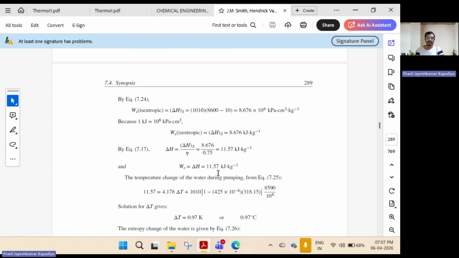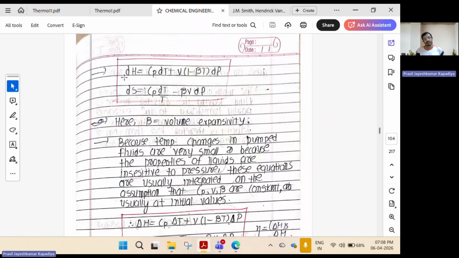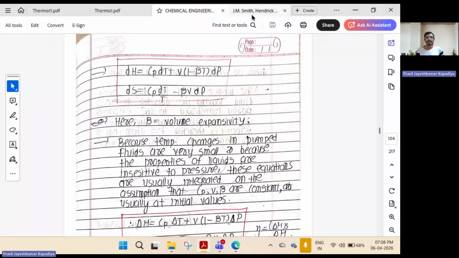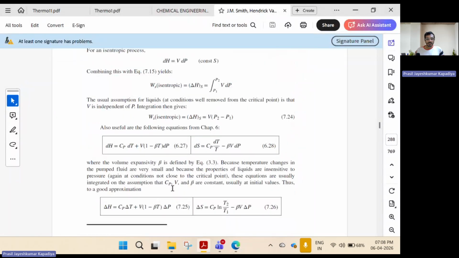Now delta H, with efficiency eta, is a similar concept to the compressor, but we are only transporting liquid. So eta is delta Hs by delta H. You get delta H is equal to 11.57, that is the actual. Now you put this 11.57 here. Delta H is equal to 11.57 plus Cp delta T. What was the value of Cp?